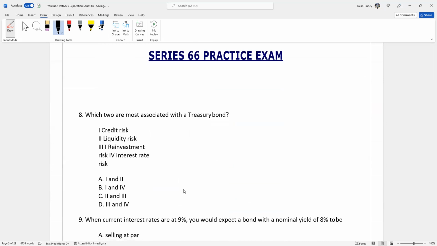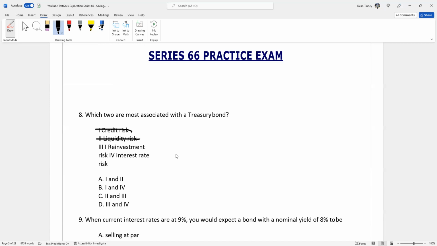Which two are most associated with a Treasury bond? Well, again, by process of elimination, you should definitely know that U.S. Treasury securities do not have credit risk. And the Treasury market, Treasury bills, Treasury notes, Treasury bonds, is the most liquid market around. Trillions and trillions of dollars of this are traded every day, and so you can get in and out of Treasuries very, very quickly.